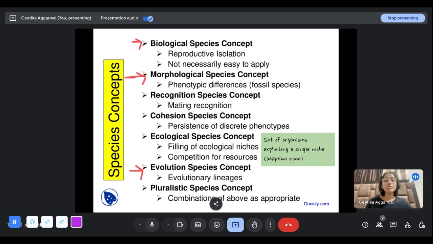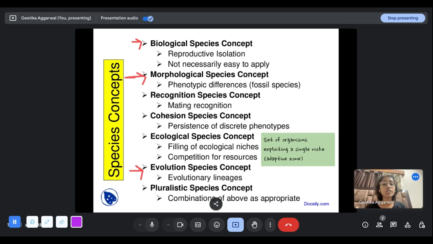The biological species concept, as we said, talks about reproductive isolation. Individuals belonging to the same species can interbreed and produce fertile offspring. But if they are reproductively isolated, if they cannot interbreed and produce fertile offspring, then they're thought to belong to different species.